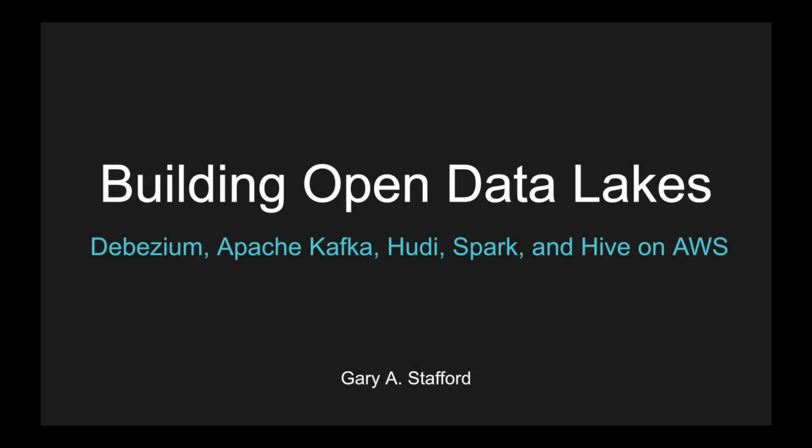Building open data lakes on AWS. In the following demonstration, we will build a simple open data lake on AWS using a combination of open source software, including Debezium, Apache Kafka, Kafka Connect, Apache Hive, Apache Spark, and Apache Hudi and Hudi DeltaStreamer.